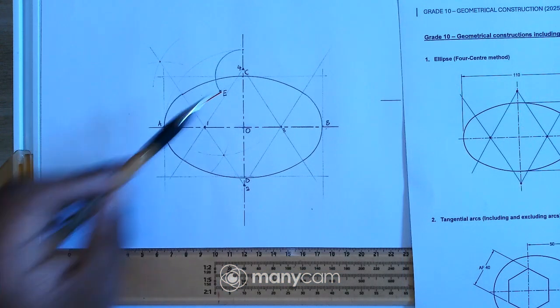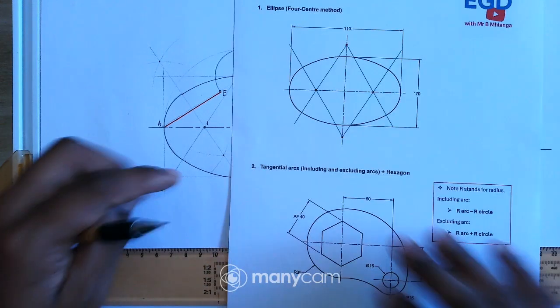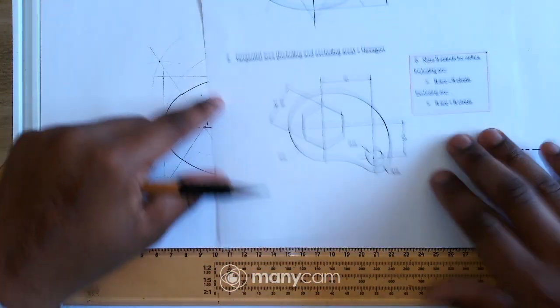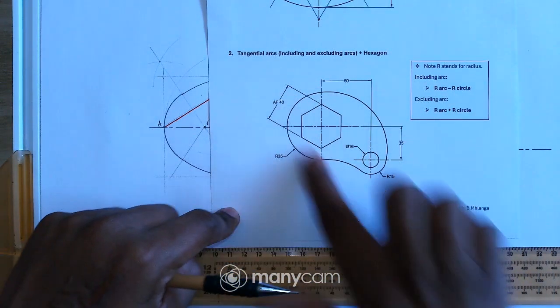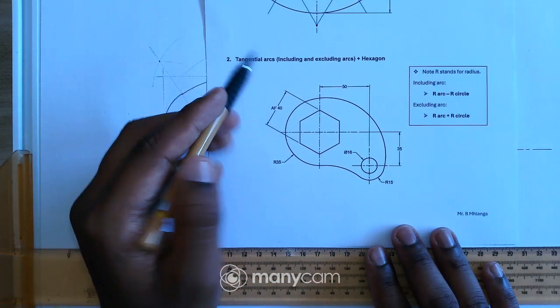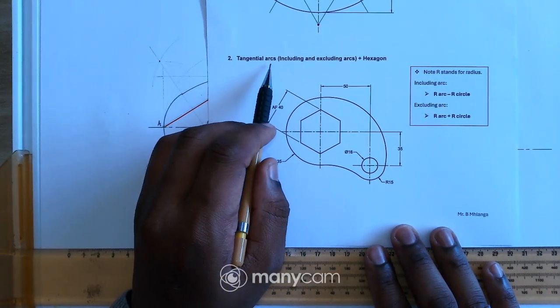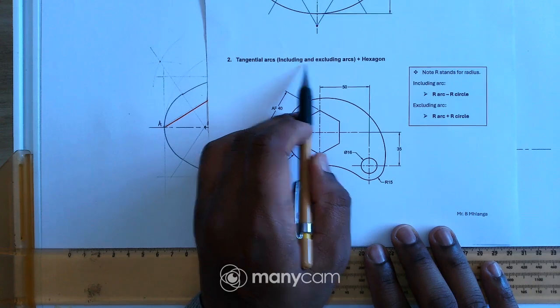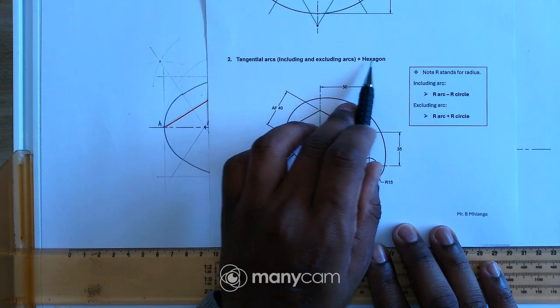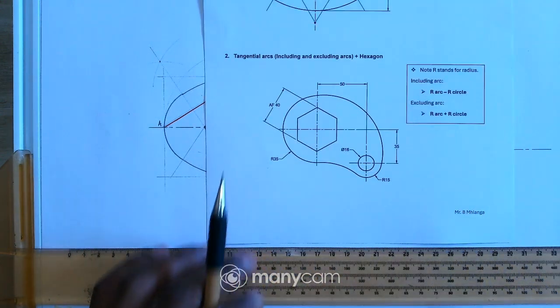Okay, so because I'm done with the ellipse, now I'm moving to drawing number 2. So obviously now I'll have to draw this figure. So this is question number 2, the tangential arcs. Obviously we have the including and excluding arcs plus the hexagon on our figure here.